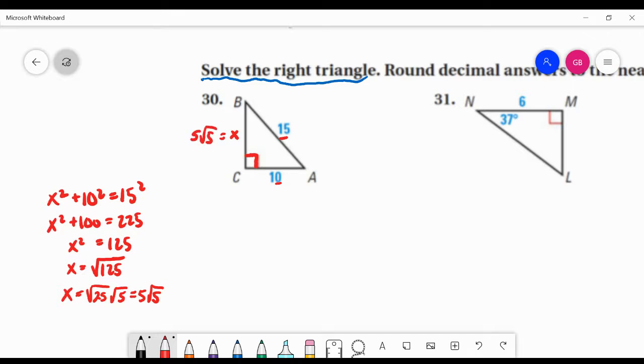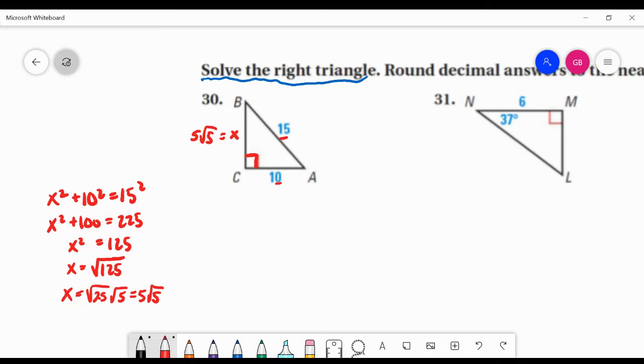So we have all three sides. Now we need to find the other two angles. Okay. To find the other two angles, we're going to use the trig ratios. We're going to use the inverse of the trig ratios.